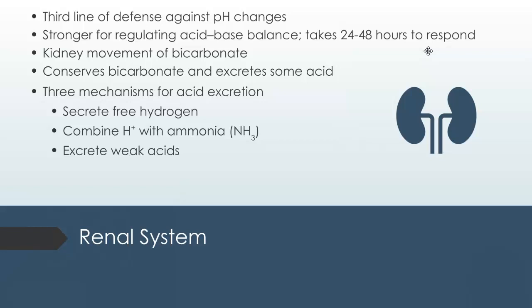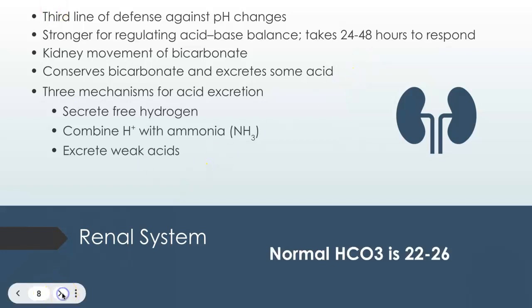There are three main mechanisms for acid secretion. It can be secreting minimal amounts of free hydrogen into the renal tubule, or formation of ammonium, which is NH4, by combining hydrogen ions with ammonia, so NH3 plus a hydrogen equals NH4. And then the other way is through excretion of weak acids. Normal bicarb, which is our HCO3, is 22 to 26. Of course, these are numbers that you're going to need to memorize for this content.